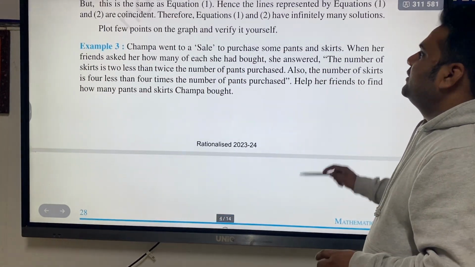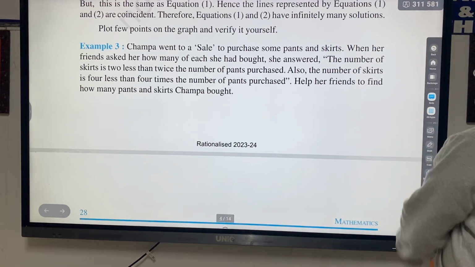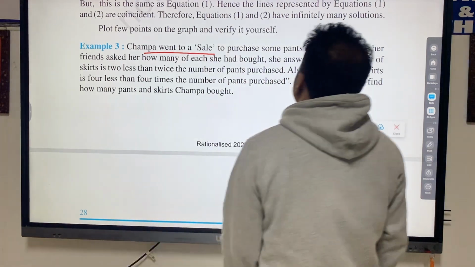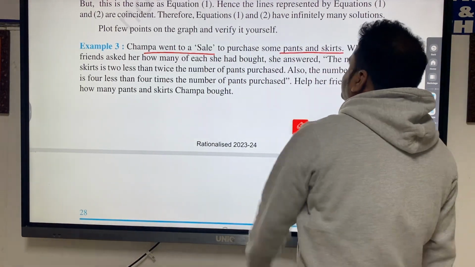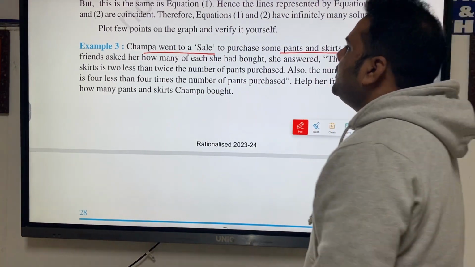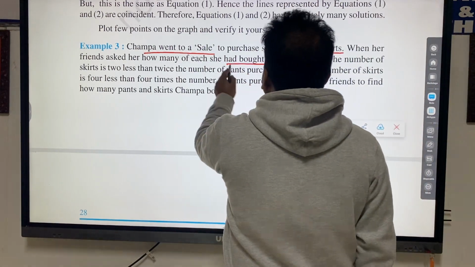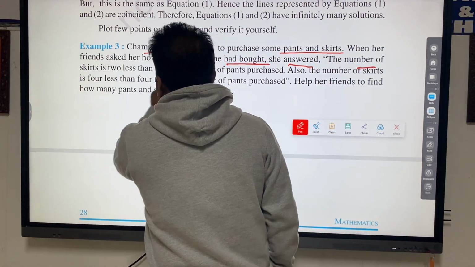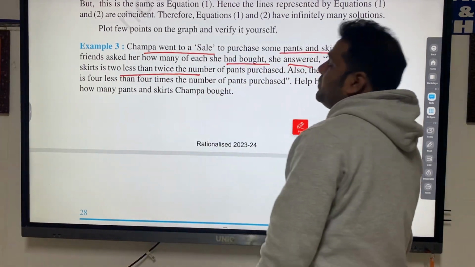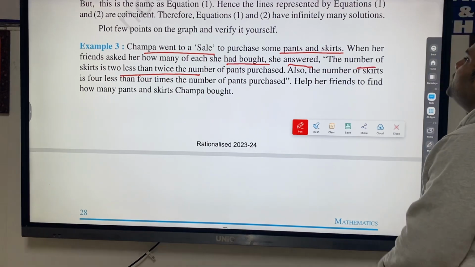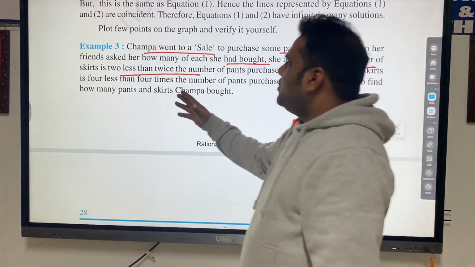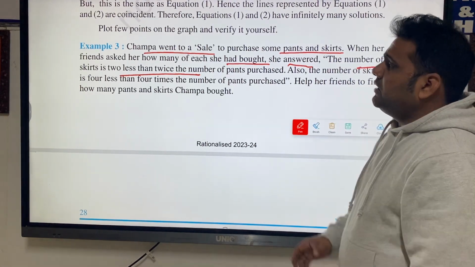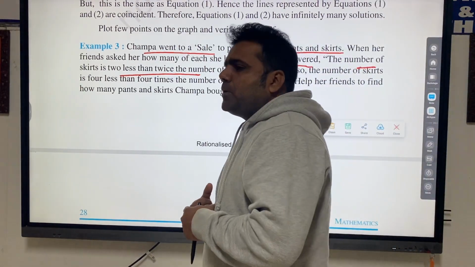See, example 3. Champa went to purchase some pants and skirts. When her friend asked her how many of each she had bought, she answered, the number of skirts is 2 less than twice the number of pants purchased. Also the number of skirts is 4 less than 4 times the number of pants purchased. Help her friends to find how many pants and skirts Champa bought.